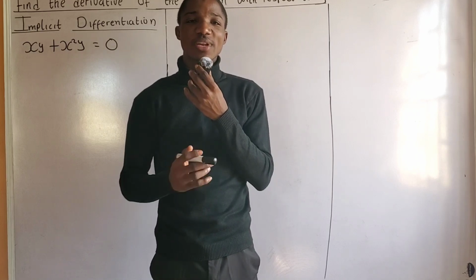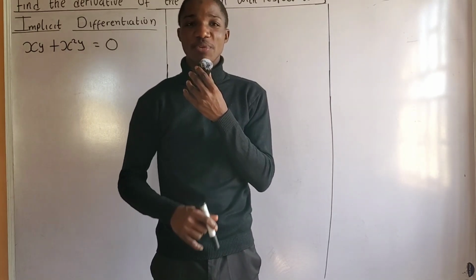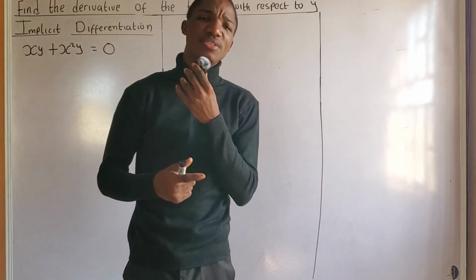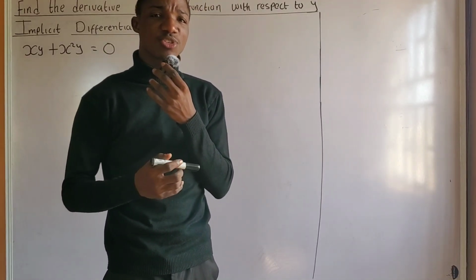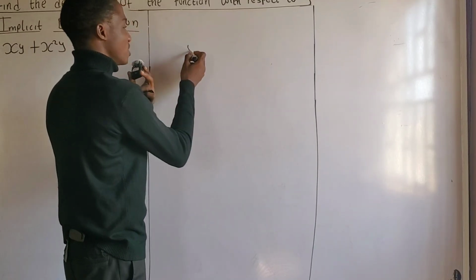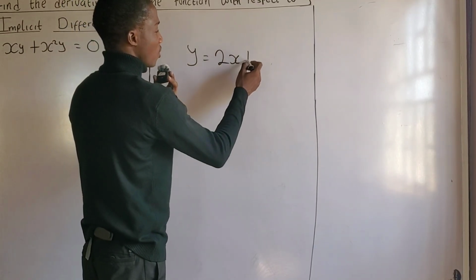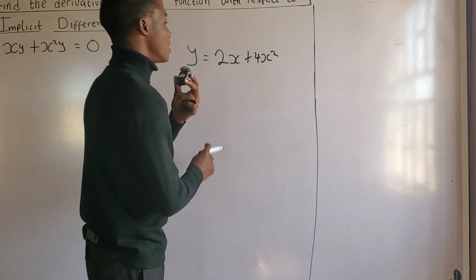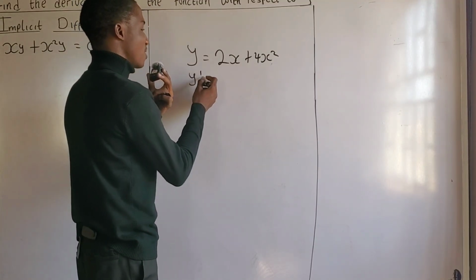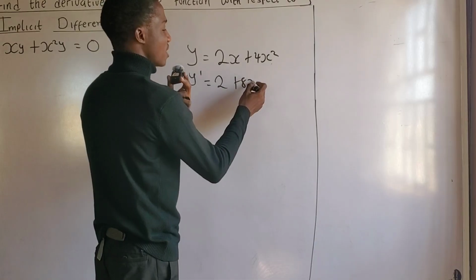In this class, we are going to learn how to differentiate an implicit function. In our previous class, we've learned how to find the derivative of an explicit function, which is quite easy to do. A typical example is this: y equals 2x plus 4x squared. It is easy to differentiate this kind of function. The derivative of y will be equal to 2 plus 8x.